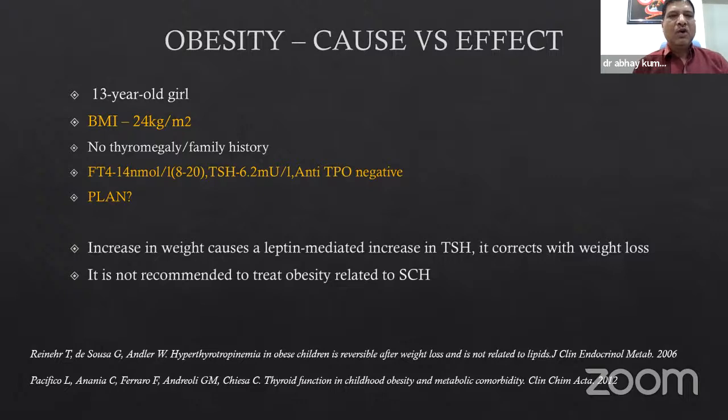So sometimes an increase in weight causes a leptin-mediated increase in TSH. It corrects with weight loss. So if someone is having a borderline elevation of TSH, one should not attribute the weight gain to TSH, just as a weight loss program can make the TSH normal.